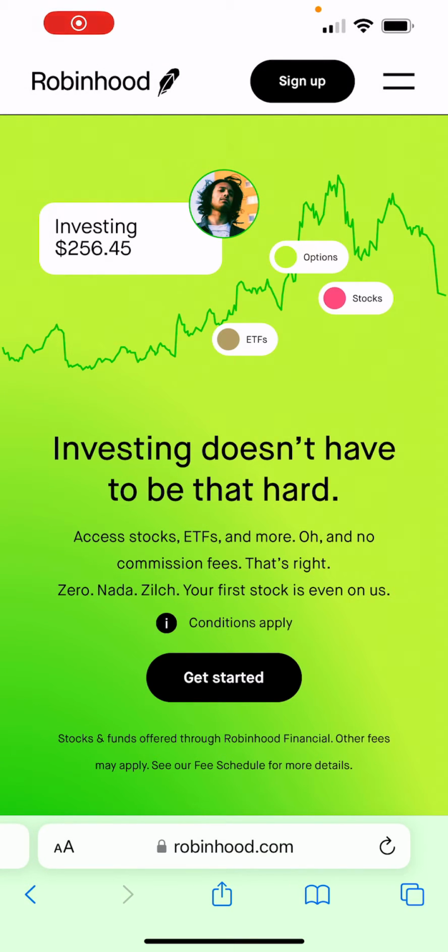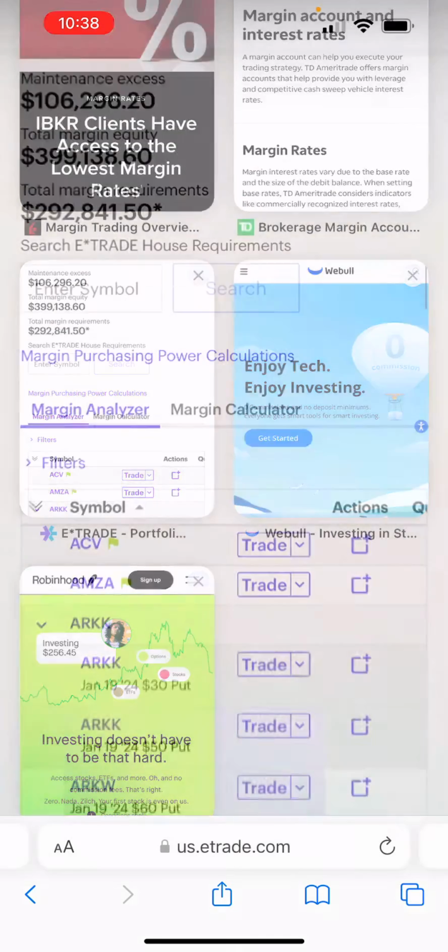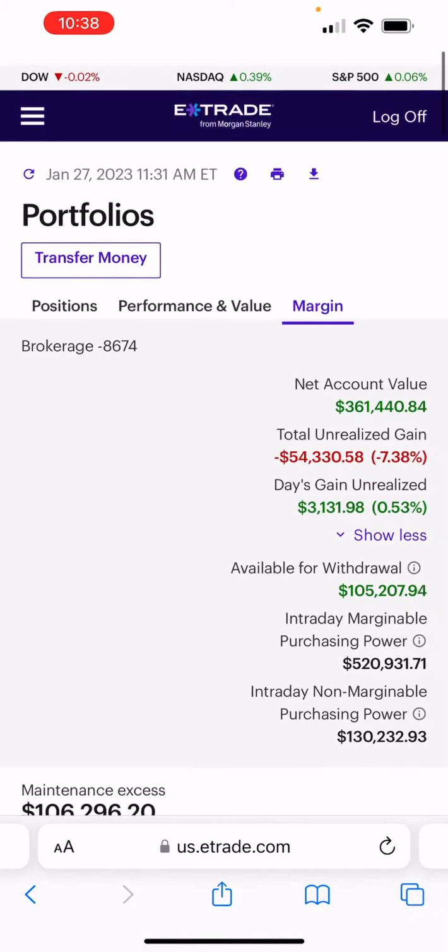Okay, I'm getting a lot of questions on margin: what does it mean, what are the rates, how much do you get when you start your account, things of that nature. Let's just explore margin, okay? I don't know any more than you know, okay?